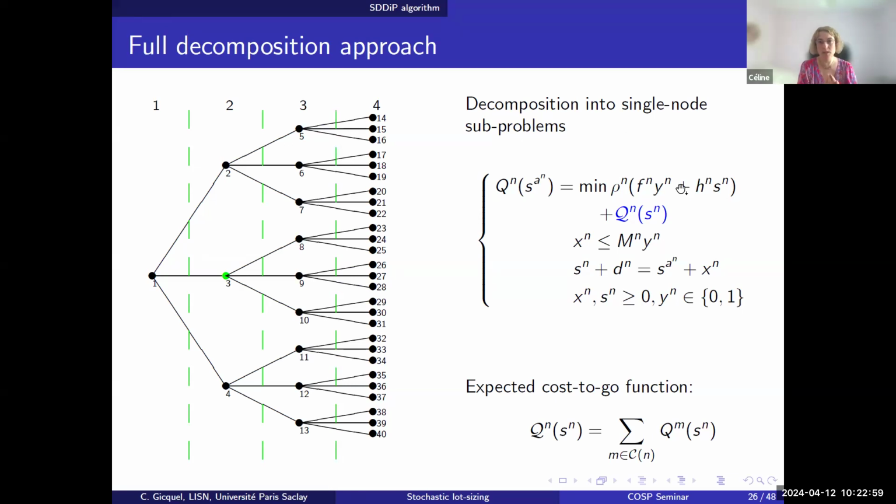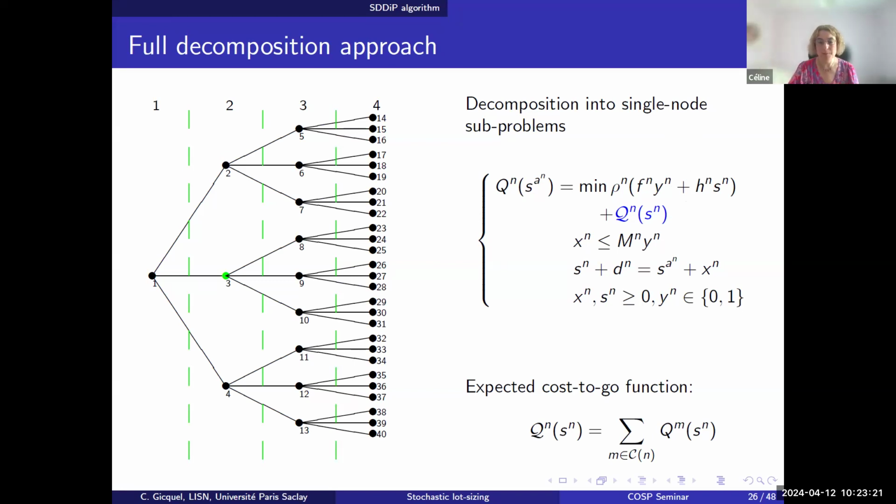Of course, if we just look at its current cost, we are totally myopic. We totally forget the impact of our planning decisions on the future. So in these subproblems, we introduce an expected cost-to-go function, representing an assessment of the future cost as a function of the leaving stock Sn.